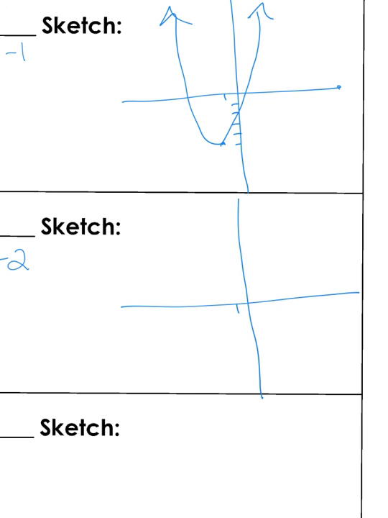All right, so 1, 2, and then up 1, 2. Remember, for my last one, my a value was negative, so this is opening down.